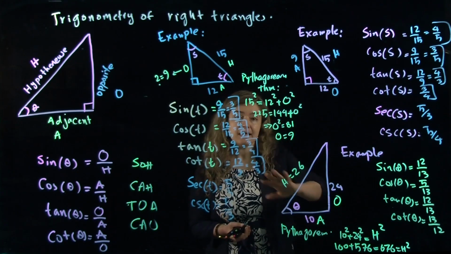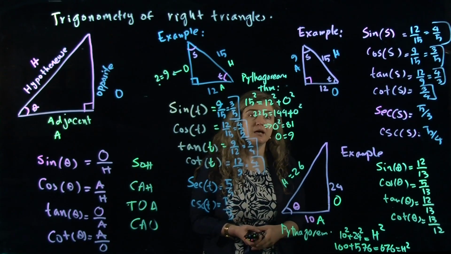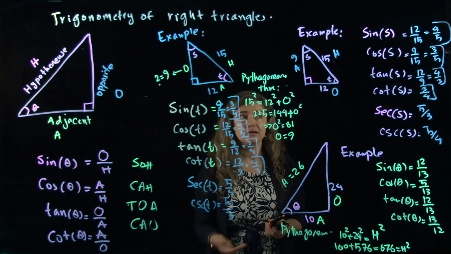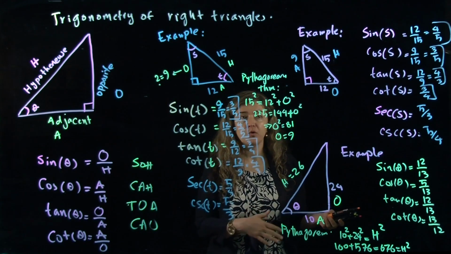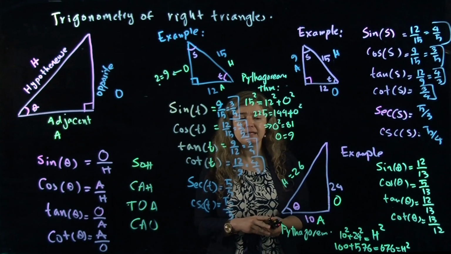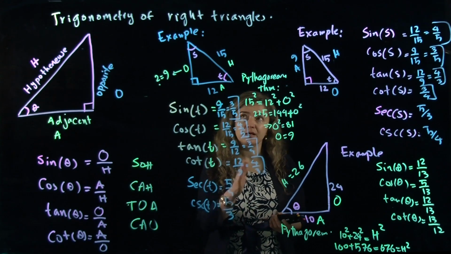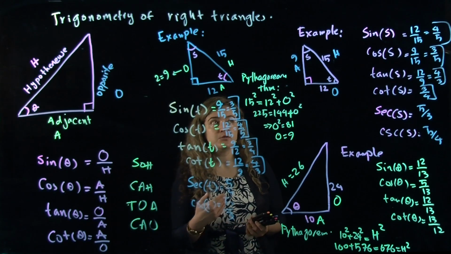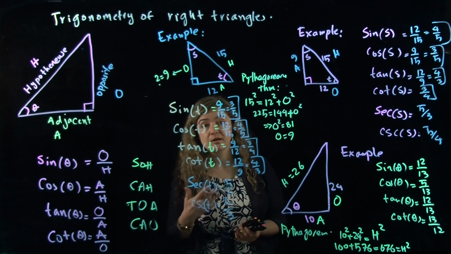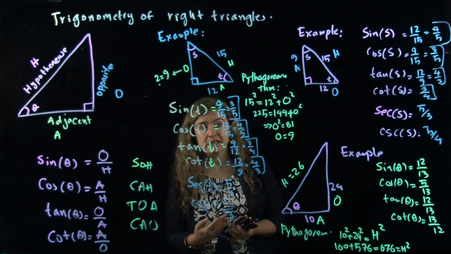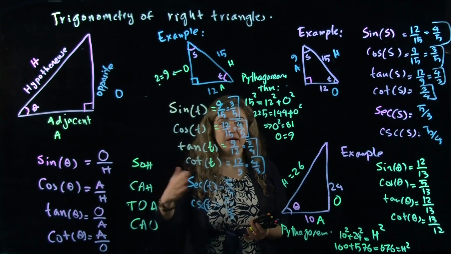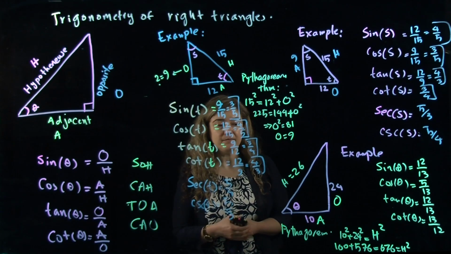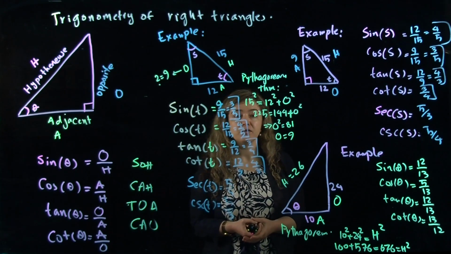So these examples had one thing in common. Some of the sides were given, and we found the trigonometric functions for theta. And the other type of examples is when the trigonometric function or the angles are given and one of the sides is given, then you can find the other sides of the triangle. And we need some practice over those as well.